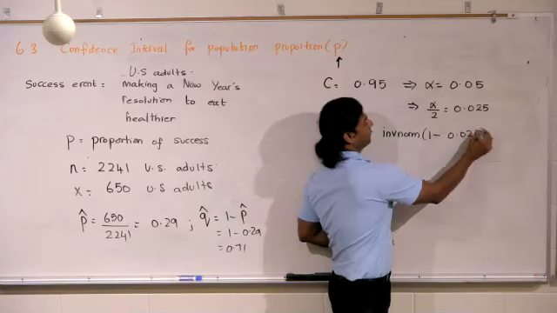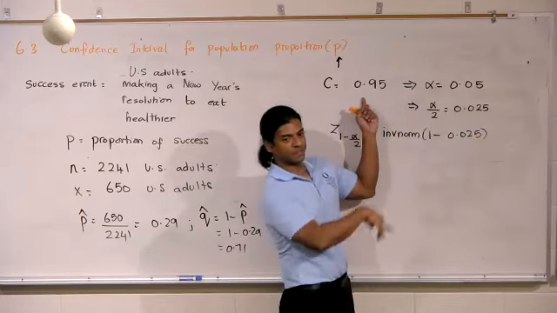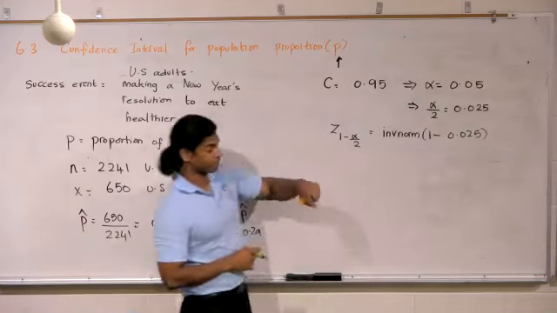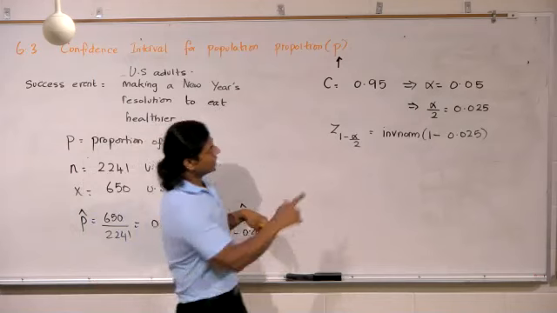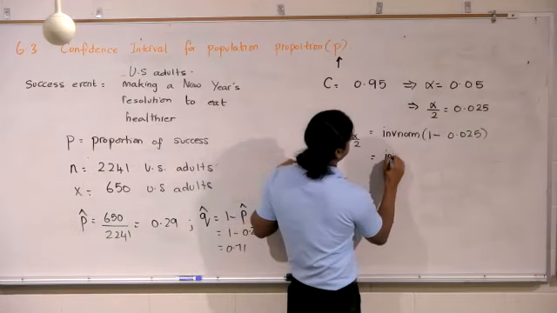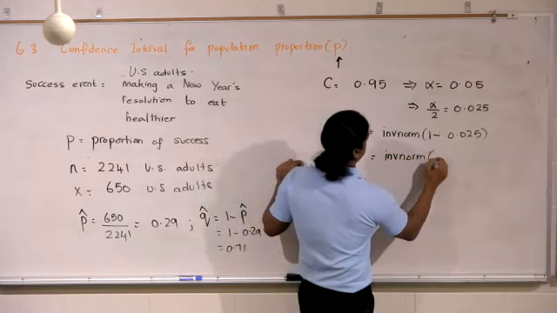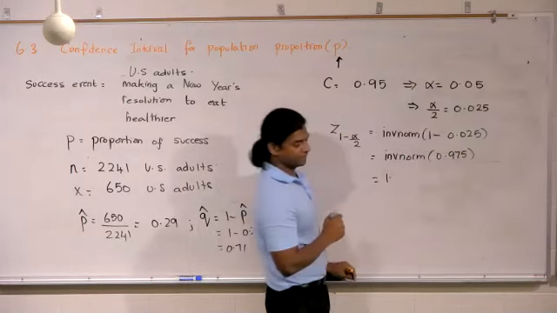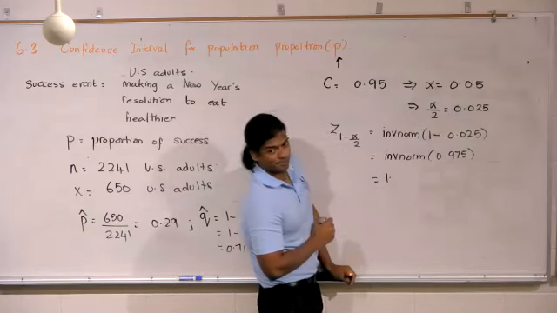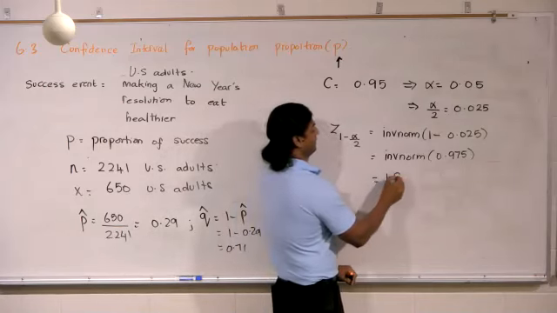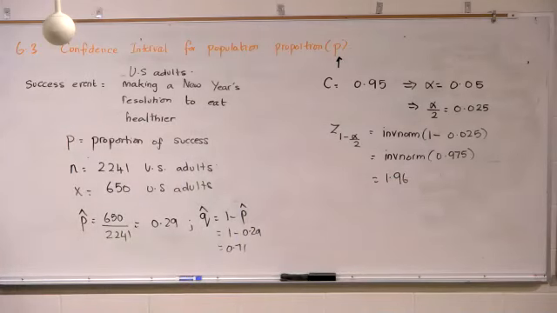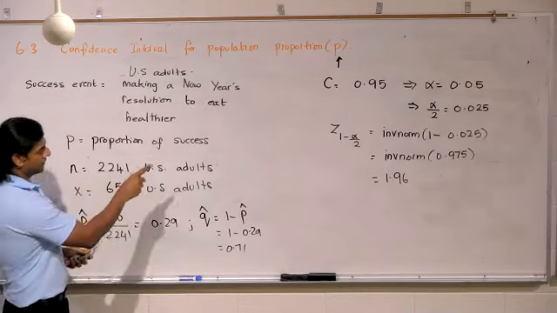Jasmine, how did you get 0.95? It's given in the problem. What was it? 95% confidence interval. It's what they want. So 1 minus 0.025 is 0.975. So approximately the critical value is 1.96. So we've got the critical value.